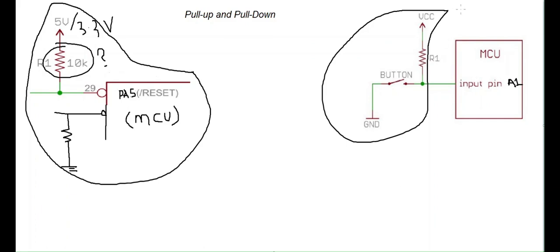So to prevent this unknown state, a pull up or pull down is required so that the pin will be configured as low or high initially. So that is called pull up and pull down. Now there are some points that you need to understand.